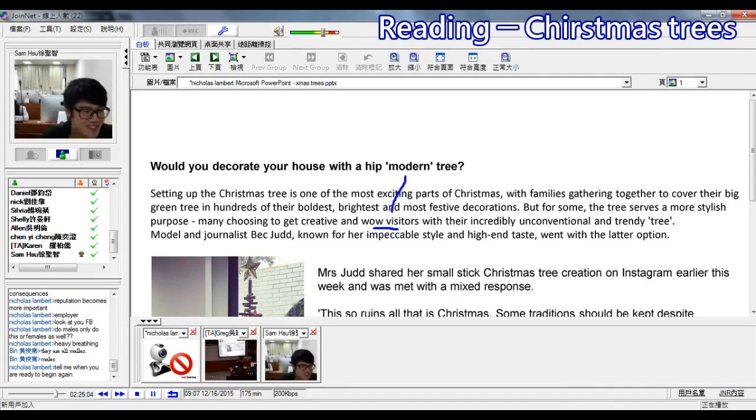Hello. What does that mean if you wow a visitor? Amazing. Yes. But, well, use another phrase in here. They want to wow their visitors with a really trendy tree. So put in... How would you put another phrase in?